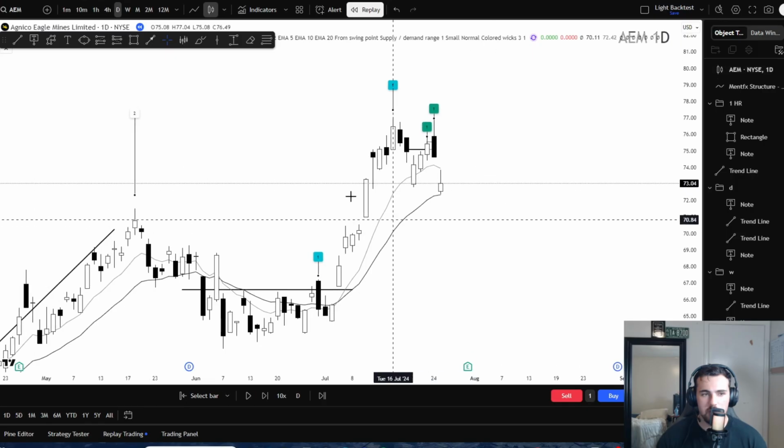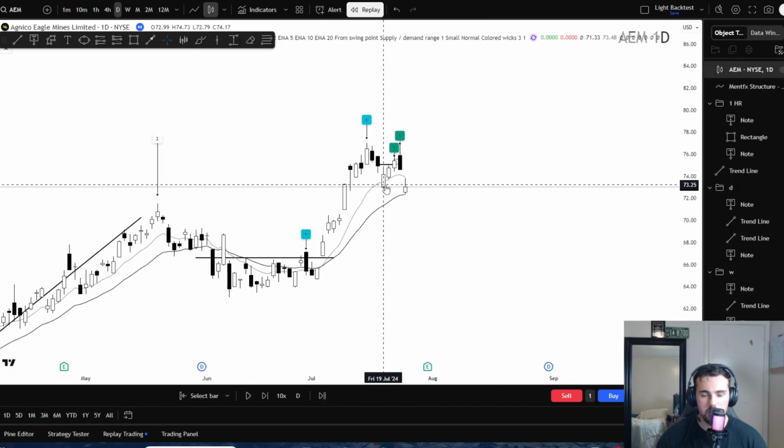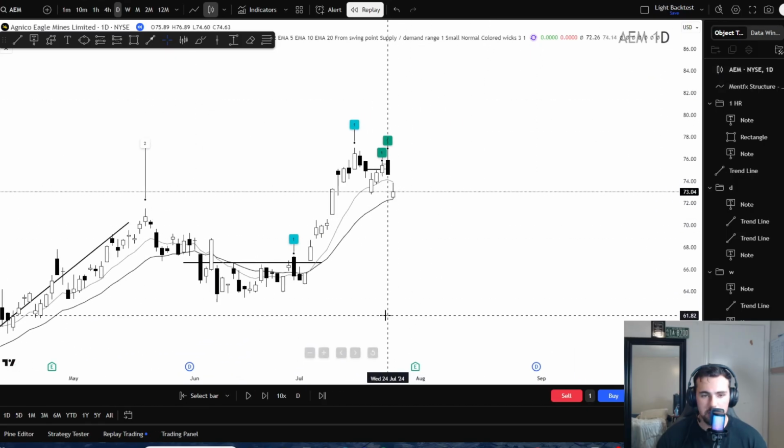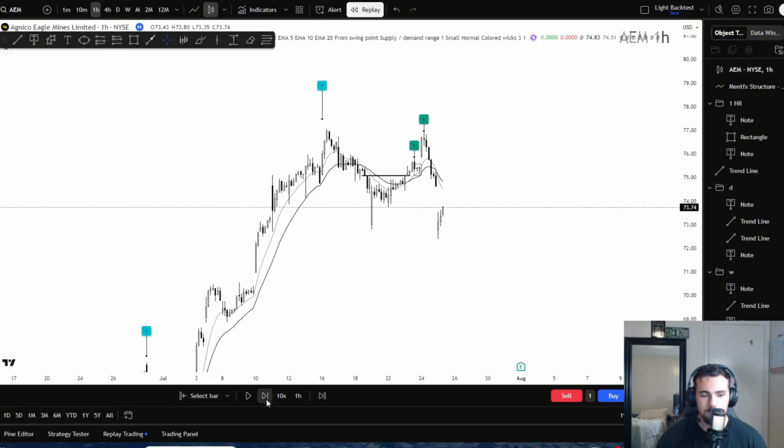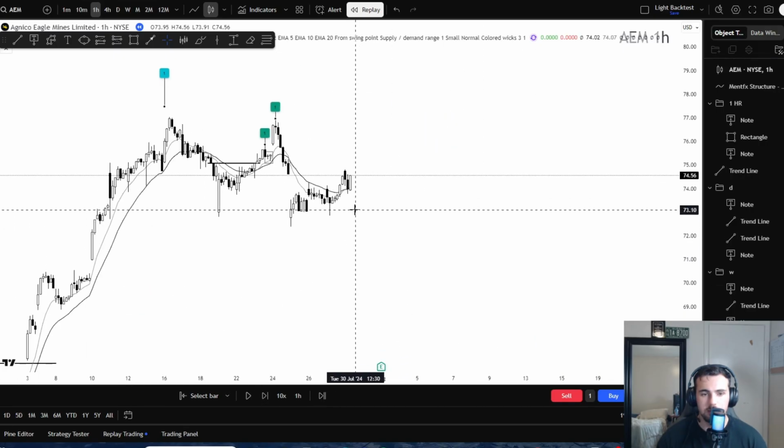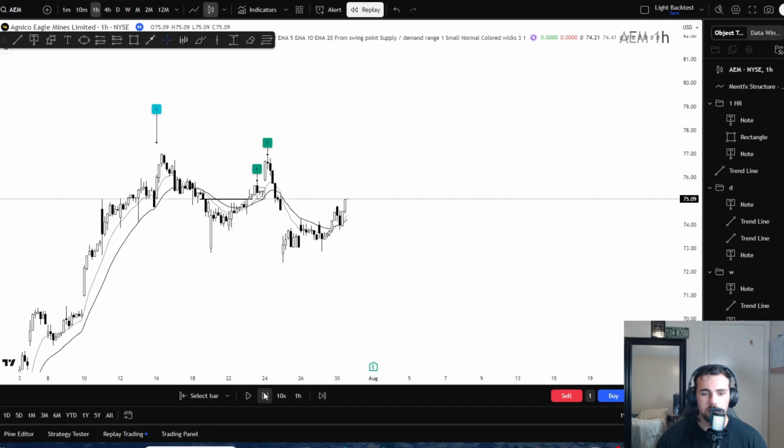This daily structure has now kind of put in something bearish. These MAs are kind of moving sideways. So I don't like it. Completely honest with you guys, I don't like it. I'll probably skip this. Yeah, I'll probably skip it.